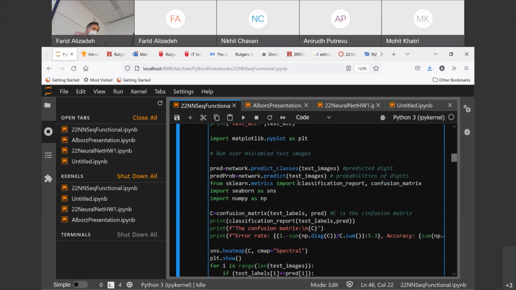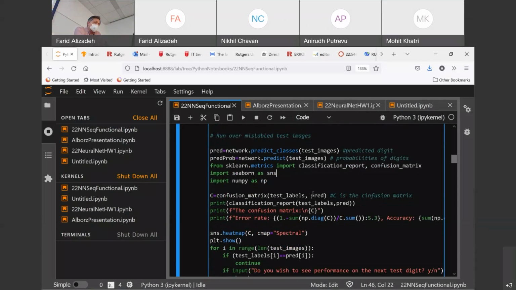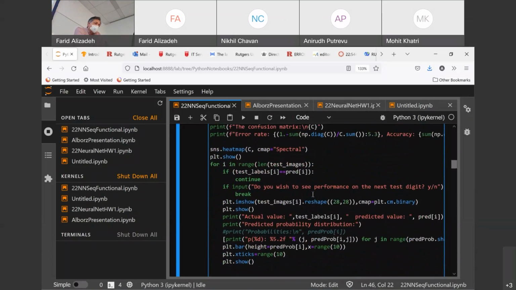Then we are going to run the classification report and so on, the confusion matrix, to decide how well it did on the test data. So here, I have a loop that goes through all the test data, and I think I've set it up so that if it made a correct decision, it will just pass. But if it did not, then we are going to look at only the errors. So let me run this.